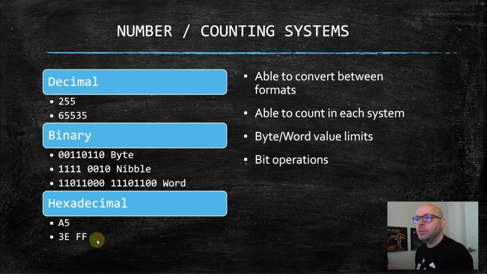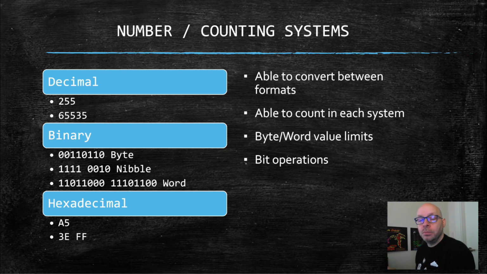And let's take a look at these points I've listed on the right here. The top one being able to convert between formats. So obviously it's going to be very useful for us to be able to convert between these different counting formats when we're using assembly language, so that we know how these numbers are represented in our program.